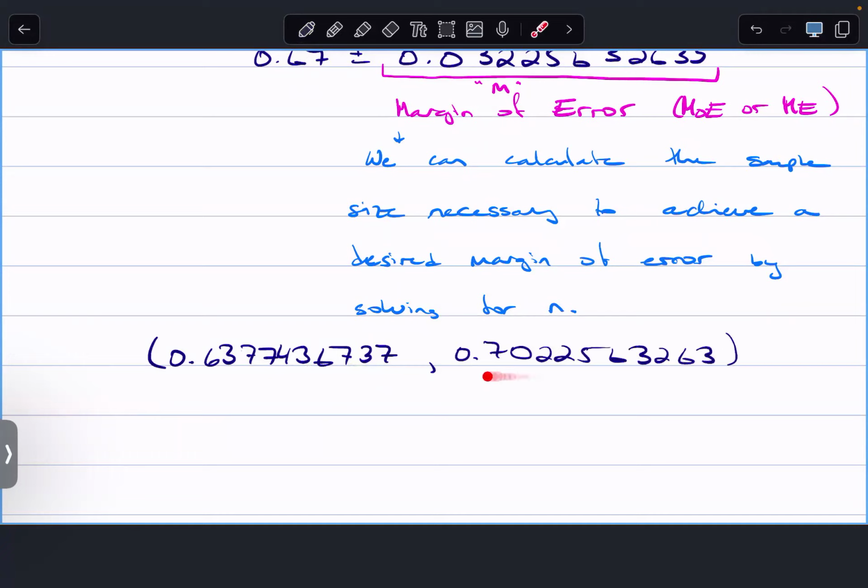It's always nice to show all these decimal places and then reduce it, and then simplify. Remembering that a proportion is a percentage. So if you wanted to report these as percentages, that's totally fine: 63.77% and 70.23%, that's fine.